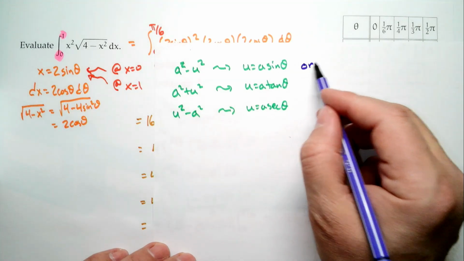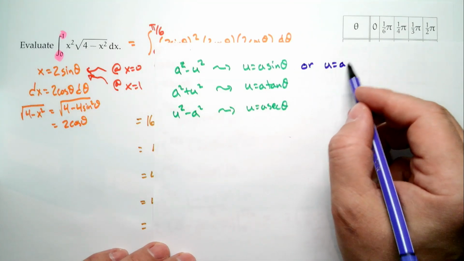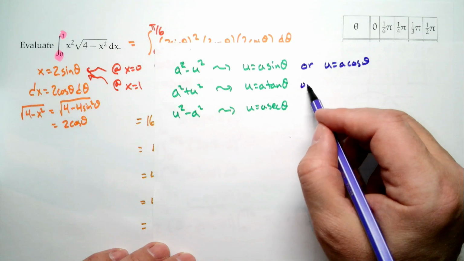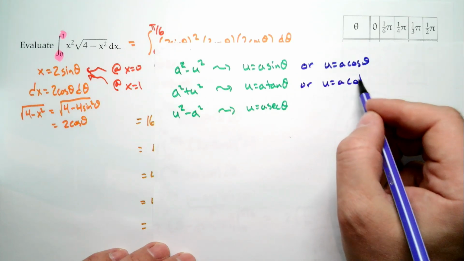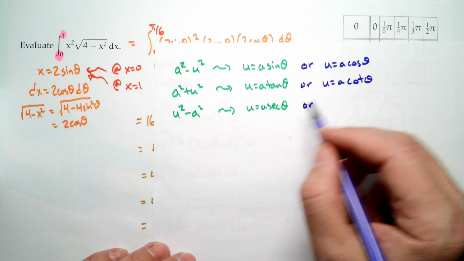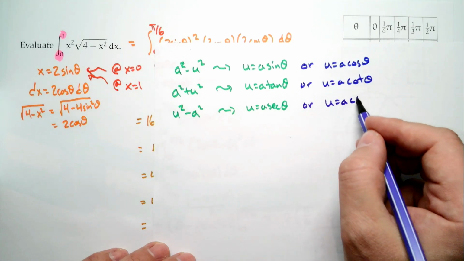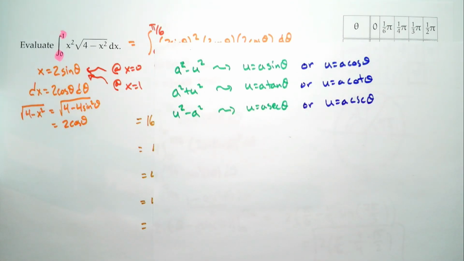We could substitute, instead of sine, we could substitute cosine. Instead of tangent, we could substitute cotangent. And instead of secant, we could substitute cosecant. They're all equally valid. Now the question is, why do we train people to primarily use sine, tangent, and secant? The answer is because if you use those, you're less likely to have to deal with negative signs, because those derivatives don't involve negatives. But the others work just as well.